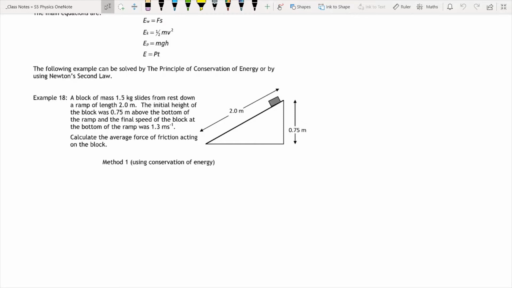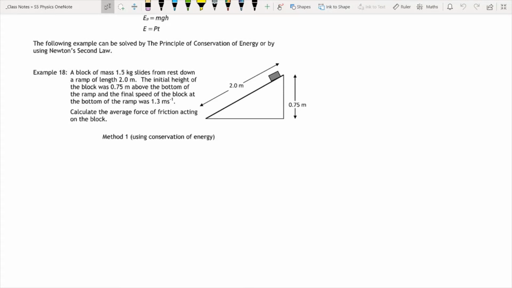For this one, we want to find the potential energy at the start, at the top, and the kinetic energy at the bottom. There'll be a difference because there's friction. That difference in energy will be the work done by friction. Then you use work done equals force times distance to find the force of friction. This is a slightly more complicated part of third year physics, but it is third year physics.